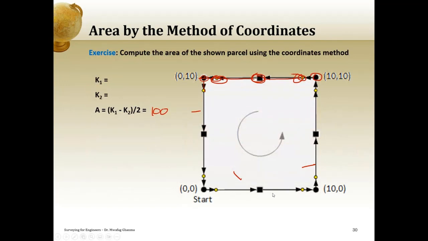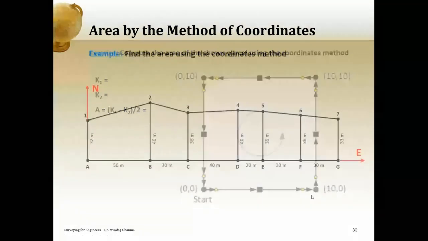You can say this is 10 and 10, and this is 20 and 10. So the distances are the same. The coordinates are different, but no problem. The shape is still the same shape, the same size, the same area.